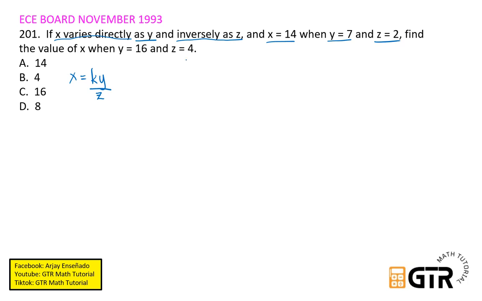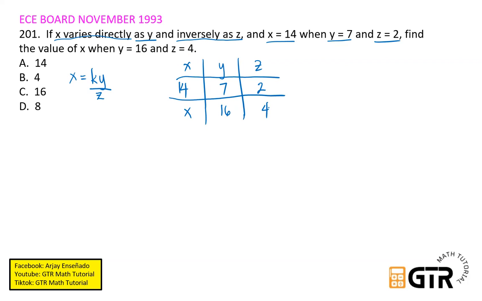So para mas madali, ilagay natin yung mga given natin. So x, y, and z. So lagay lang natin, meron tayong dalawang triple na given dyan. Okay, so dalawang triple ang ating given. So we have x equals 14 when y equals 7 and then z equals 2. And then find the value of x. So hinahanap natin yung x, lagay natin dito x when y equals 16 and then z equals 4.